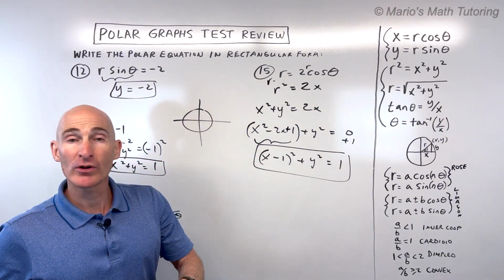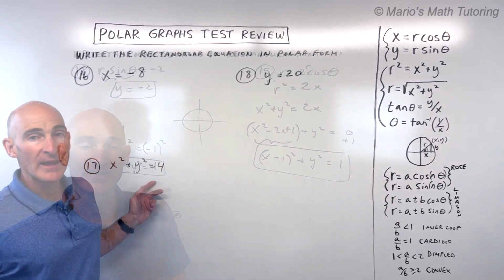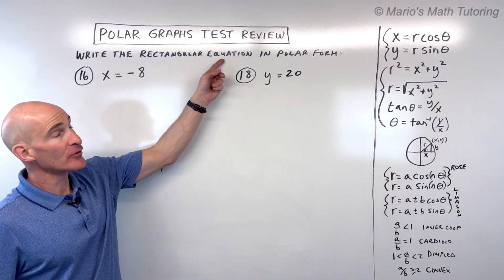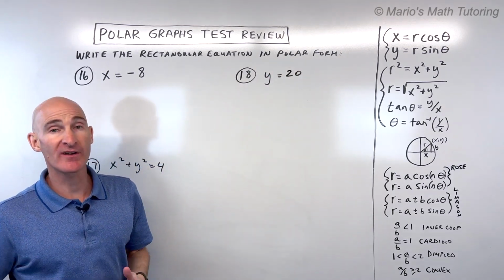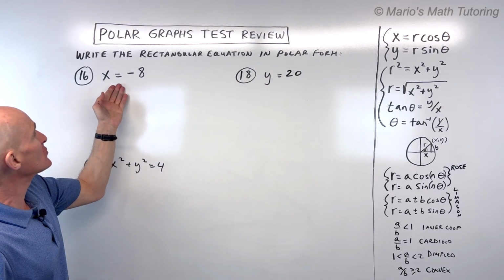Let me erase the whiteboard. Let's do the next group of problems. Okay, now what we're going to do is write the rectangular equation, the xy equation, into polar form, which is in terms of r and theta. So see if you can do some of these problems here.